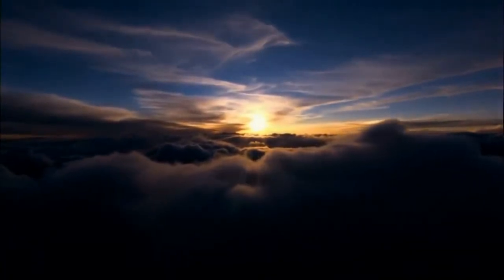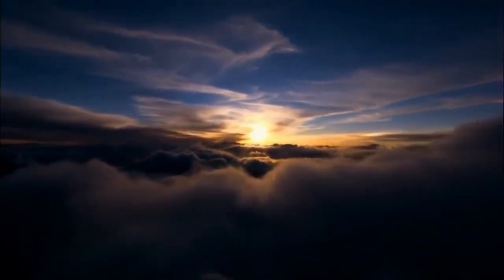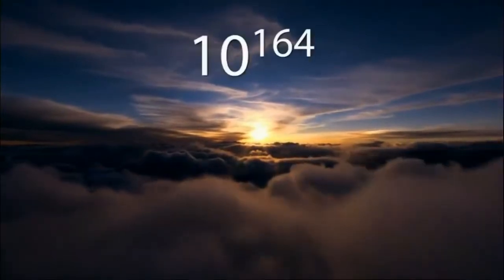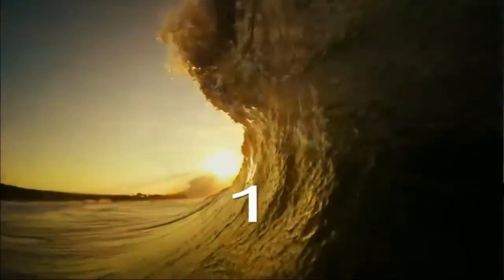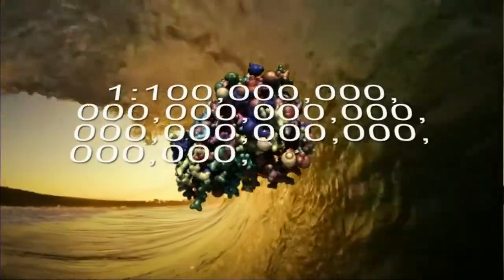Researchers have calculated that on the ancient Earth, the probability of success was 1 chance in 10 to the 164th power. That's one correctly sequenced protein chain for every 100 million trillion trillion trillion trillion trillion trillion trillion trillion trillion trillion trillion trillion failed attempts. But despite these enormous odds, some theorists argue that given enough time, anything is possible. Okay, let's test the validity of this opinion.